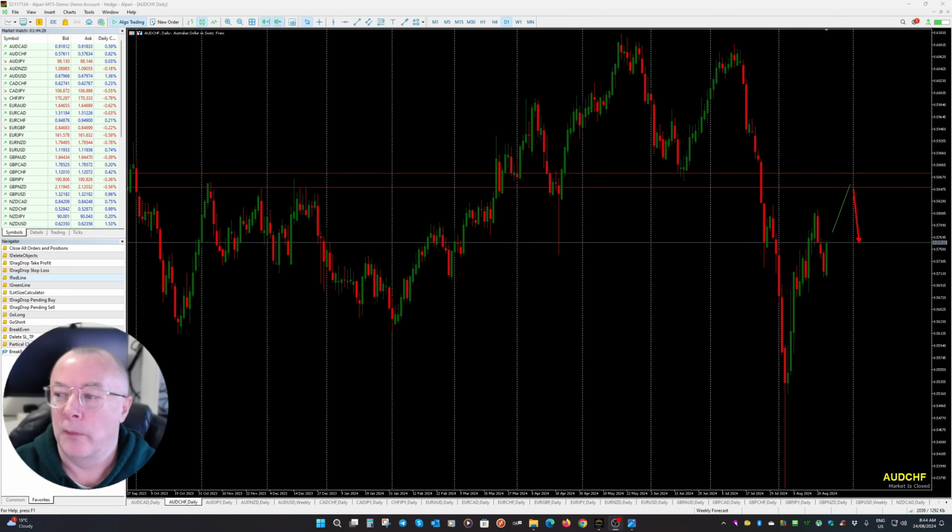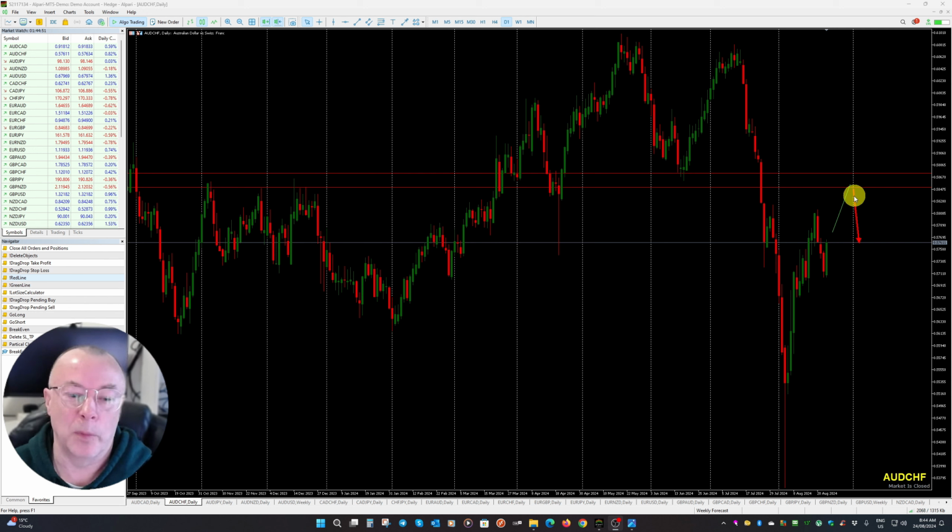Starting off with the Aussie Swiss, and this one we have an area that has been tested multiple times in the past and it has bounced. So we're looking at this one to return to this area and we will take this one short. The setup we're looking for though is a green candle into the zone and a red candle closing below the zone, and trade will be taken on the 4-hour chart.